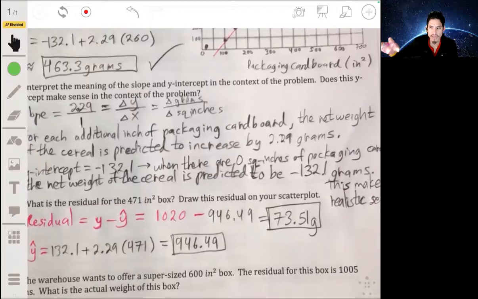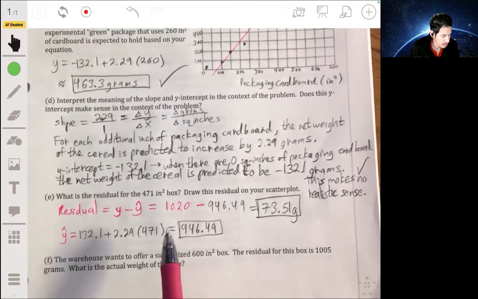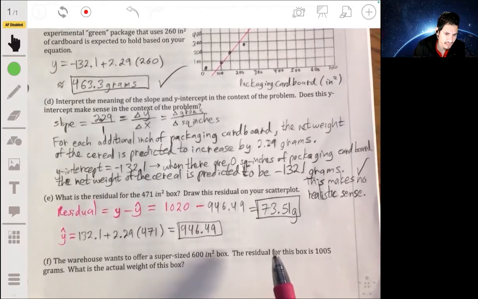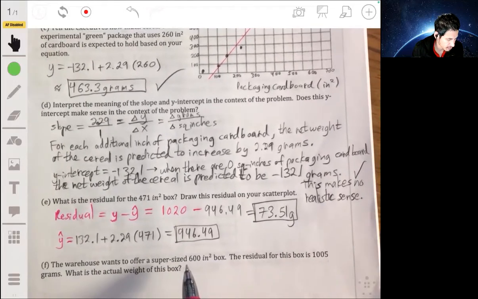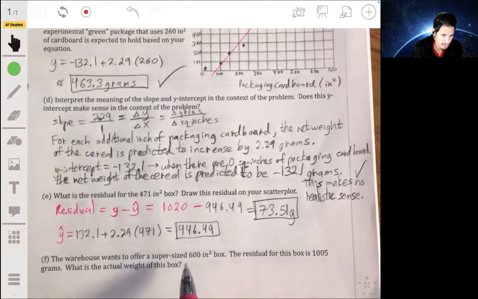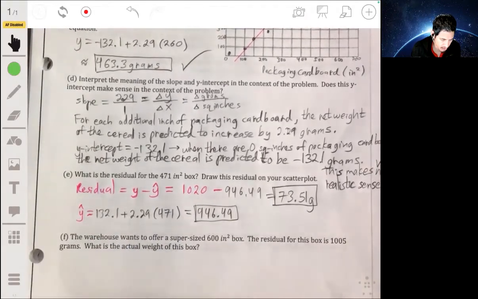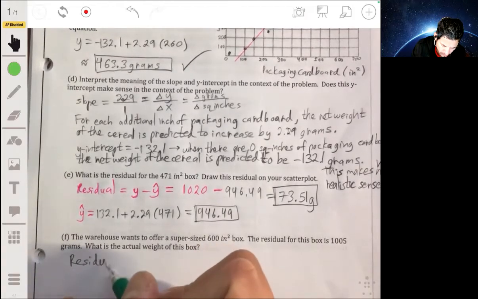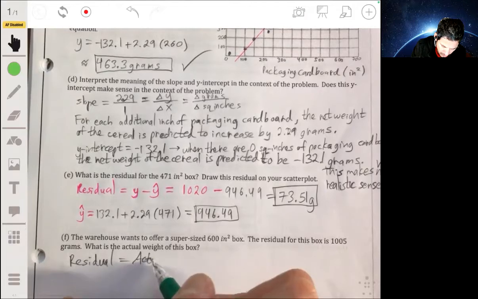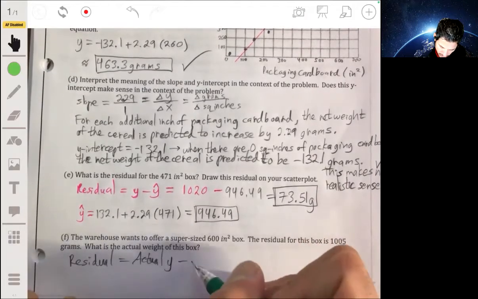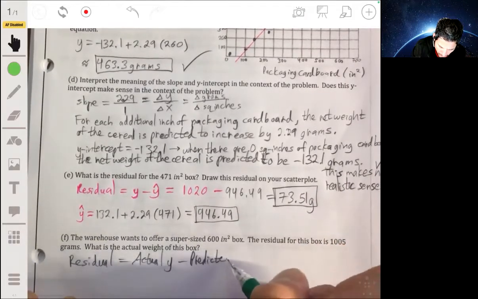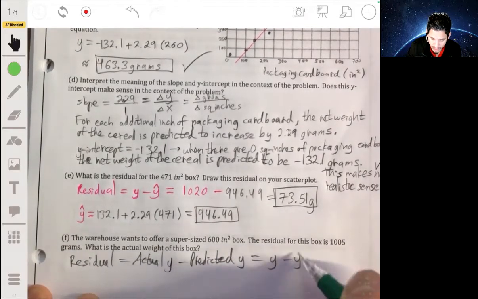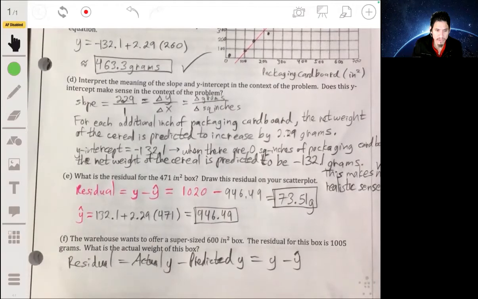All right, and then the last part, part F, where the warehouse is saying they want to offer a supersized box at 600 square inches, and the residual for the box is 1,005 grams. So now we have to find what the actual weight of the box would be. So it's kind of working backwards. We're using our equation again. Residual is equal to actual y minus predicted y, or in symbols, y minus y hat.